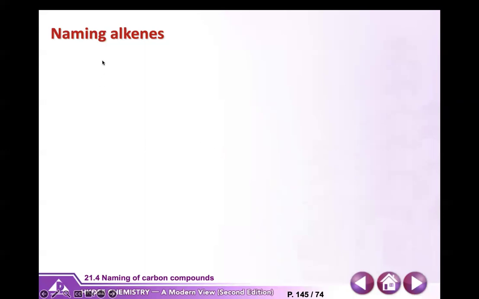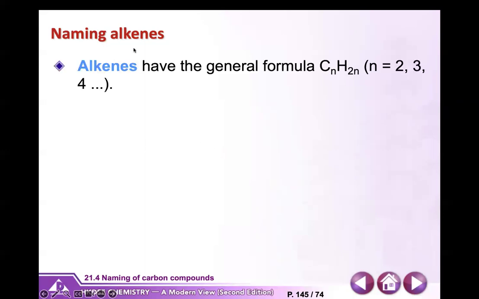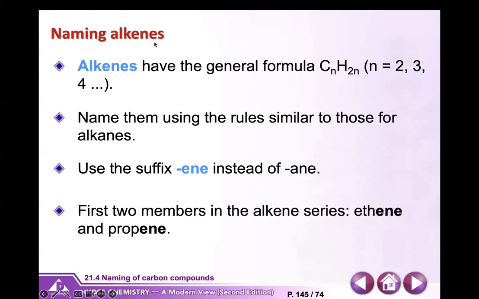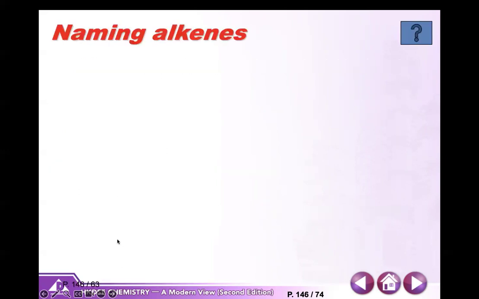Now, this is about the naming of alkenes. Alkenes have the general formula CnH2n, and the naming of alkenes uses rules similar to those for alkanes. But we change something: the ANE ending should become ENE. That is alkenes, because it ends with ENE. So the first two members of the alkenes are ethene and propene.